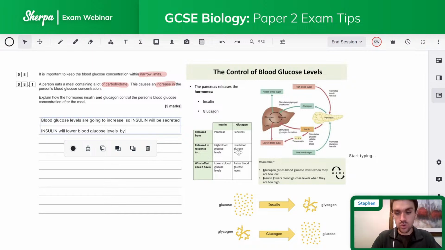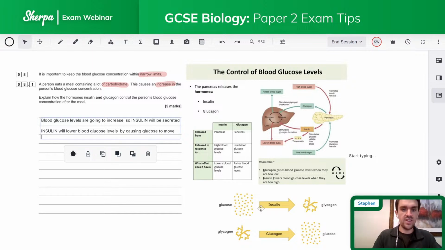So it can cause the glucose to be converted to glycogen. Remember, glycogen is just a storage carbohydrate in the liver and the muscles of lots of glucose attached to each other. So we'll lower glucose levels by causing glucose to be converted into glycogen.